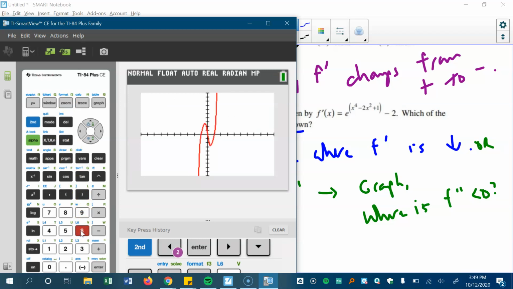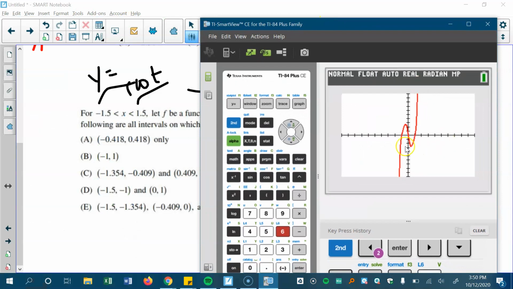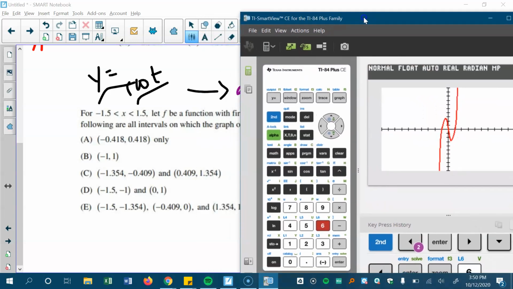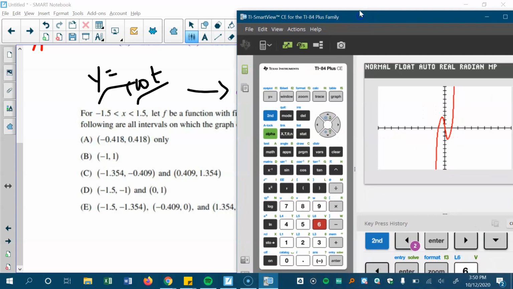Okay. Now, where is the graph concave down? Well, it looks like it's concave down in 2 places. It looks like the second derivative is negative here. And it looks like the second derivative is negative here. Okay, so I just need to get those values, or I could just look at my answers and see what they kind of recommend to me here. Yeah, it's a toss-up between C and D. Actually, it just looks like it's D. But let's get some values here.